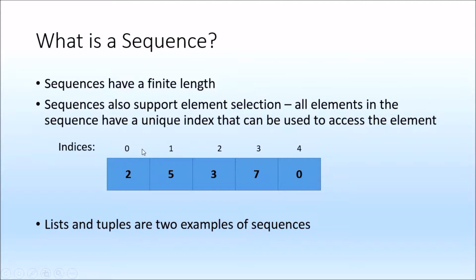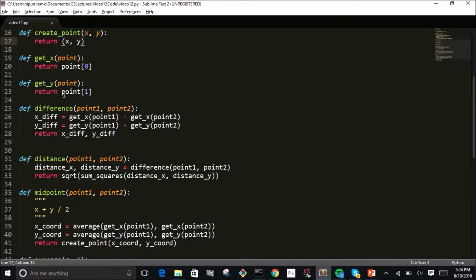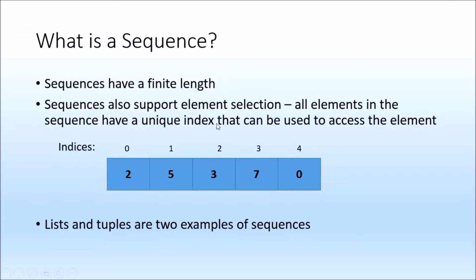This is where, when I was getting the x-coordinate, I knew the first element in the sequence was the x-coordinate, so I needed to get the 0th index. This is the type of syntax we can use for this, and I'll show you more examples so you get comfortable with it. Basically, if I want the 4th element in a list, I need to get the 3rd index. If I want the nth element in the list, I need to get the n-1th index. That's the pattern between the indices and the actual order of the elements. And again, lists and tuples are two examples of sequences.